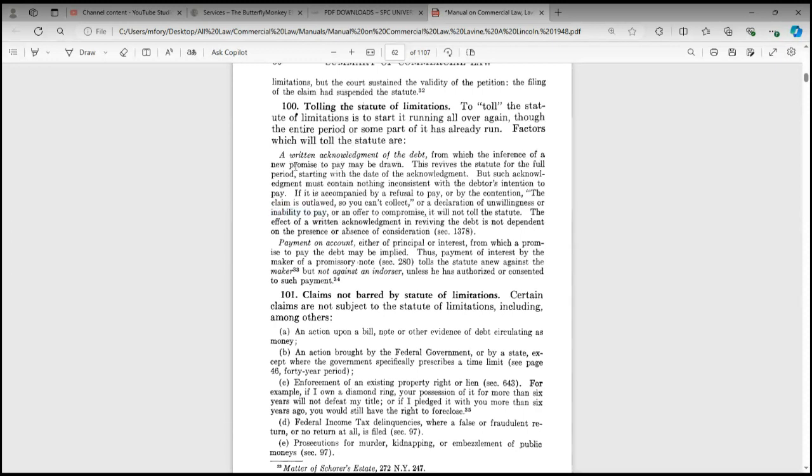So what's the difference between up here? Inference of a new promise to pay may be drawn. This revives the statute in full.